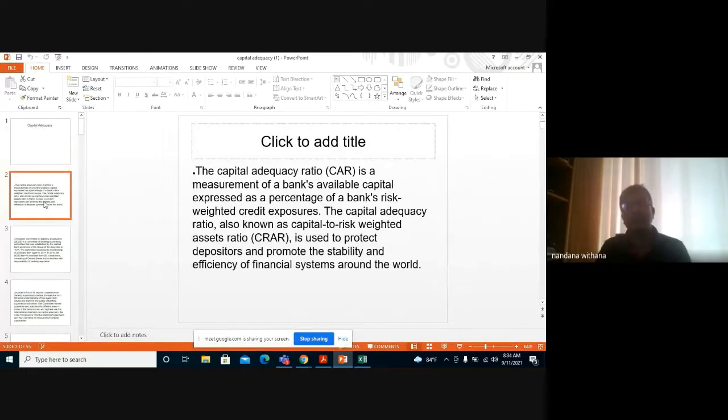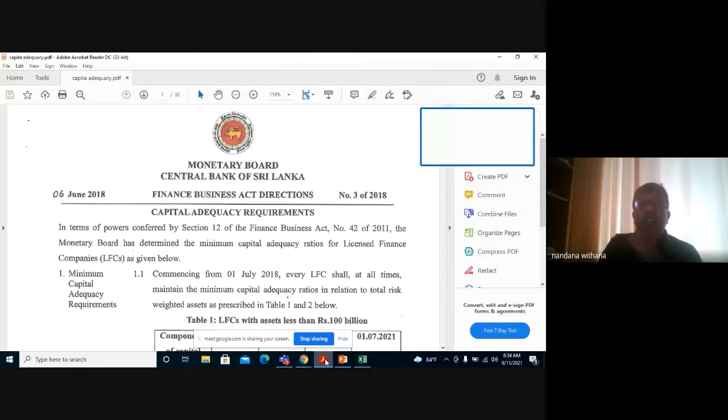Okay. So we did capital adequacy ratio, CAR, is a measurement of banks' available capital expressed as a percentage of a bank's risk-weighted credit exposure. Okay, risk-weighted assets. So we call them risk-weighted assets. Means what? Okay, now tell me, what are the assets of a bank?